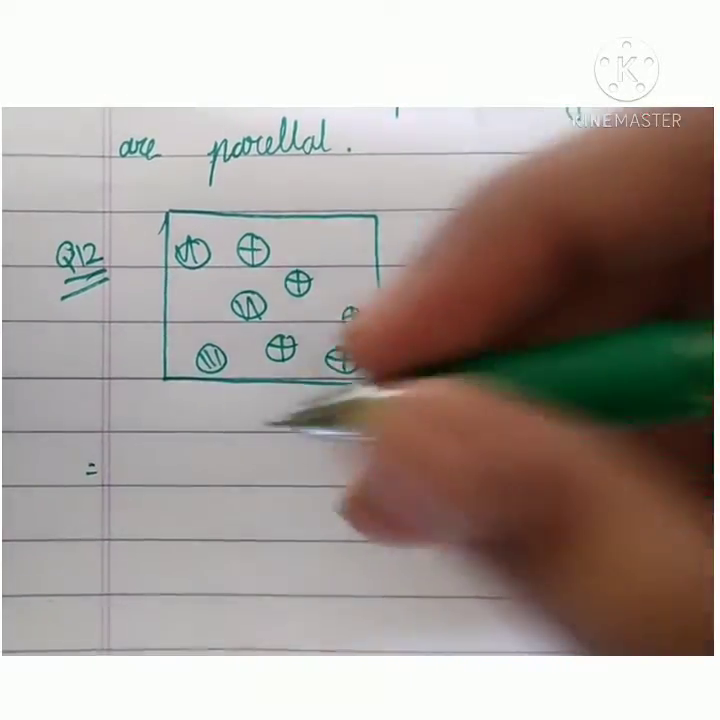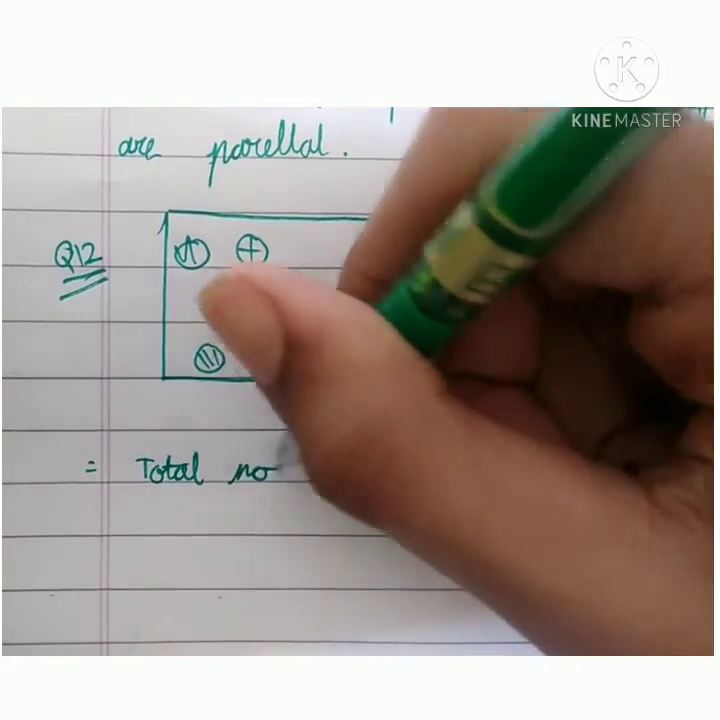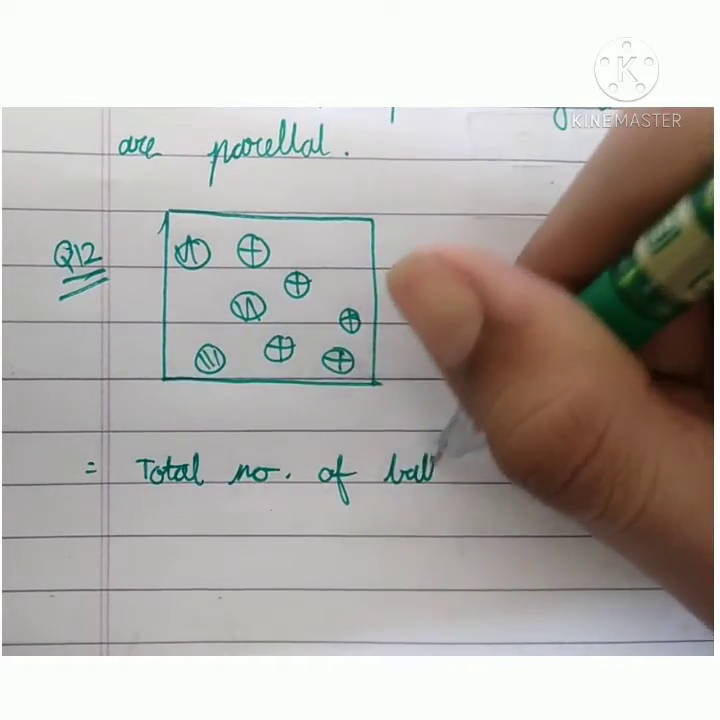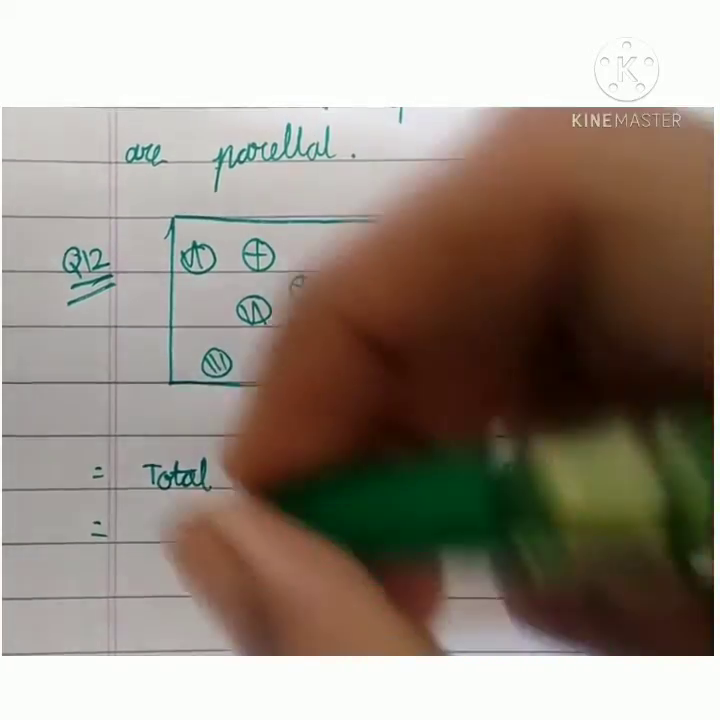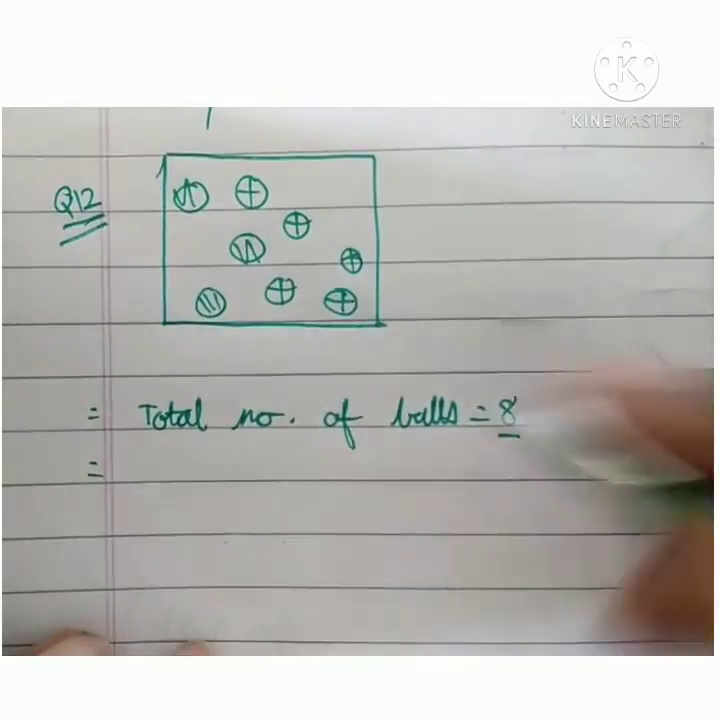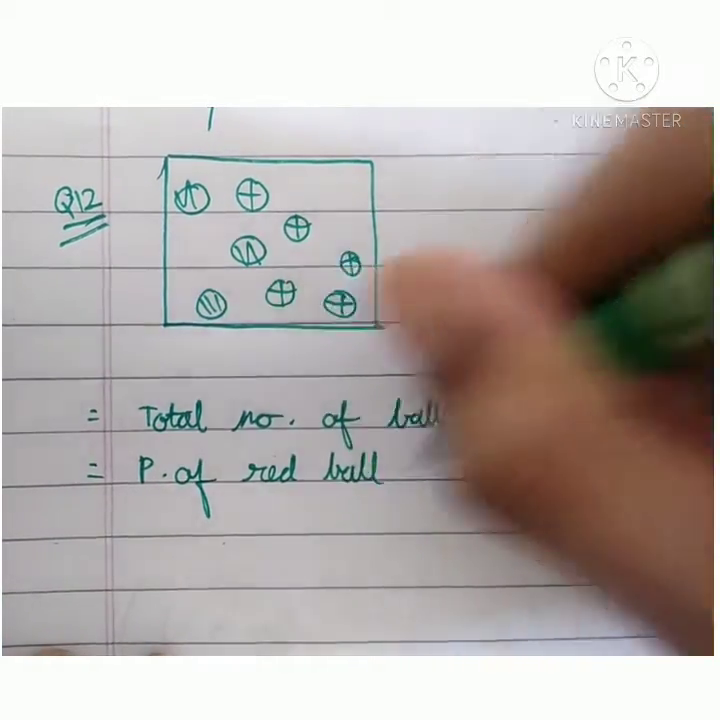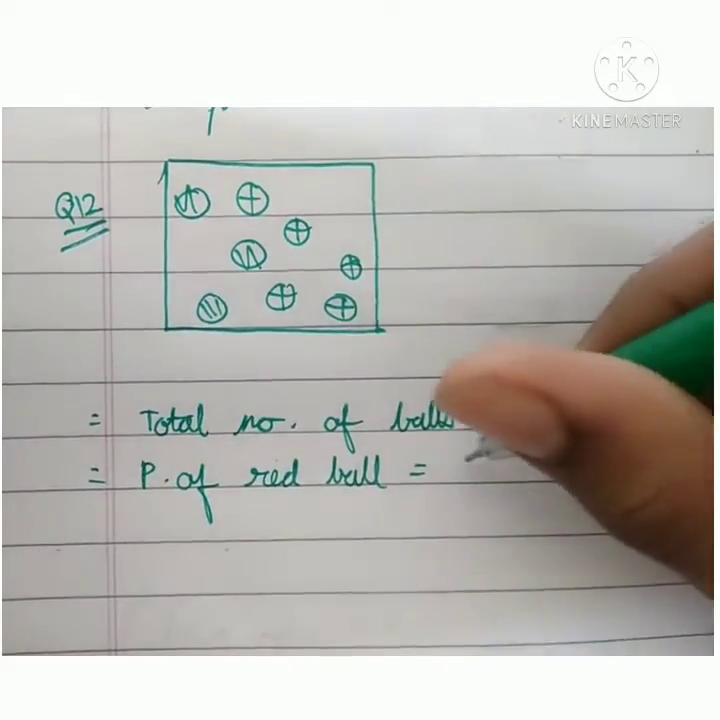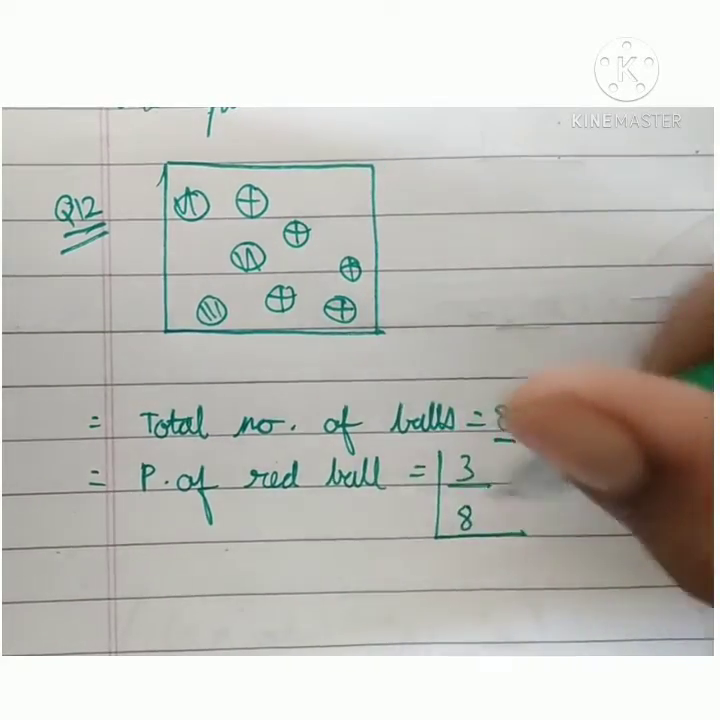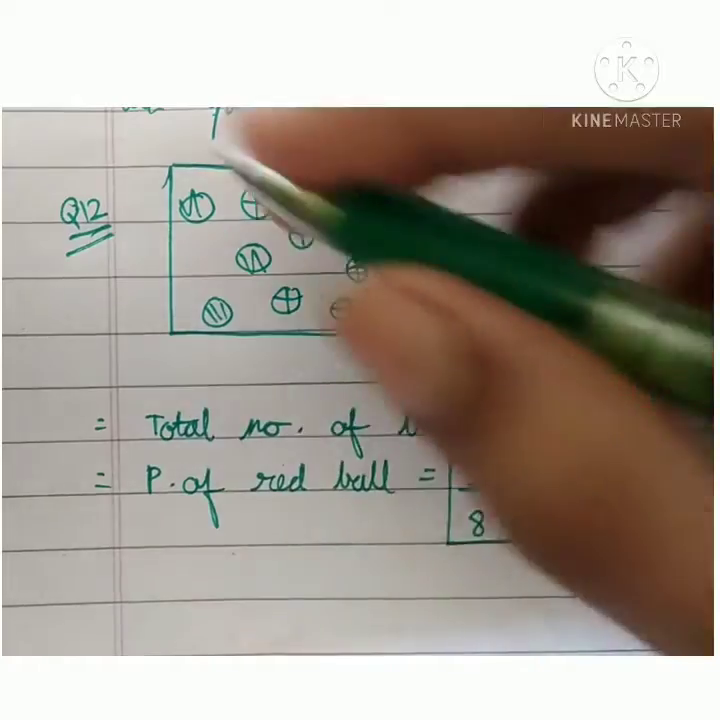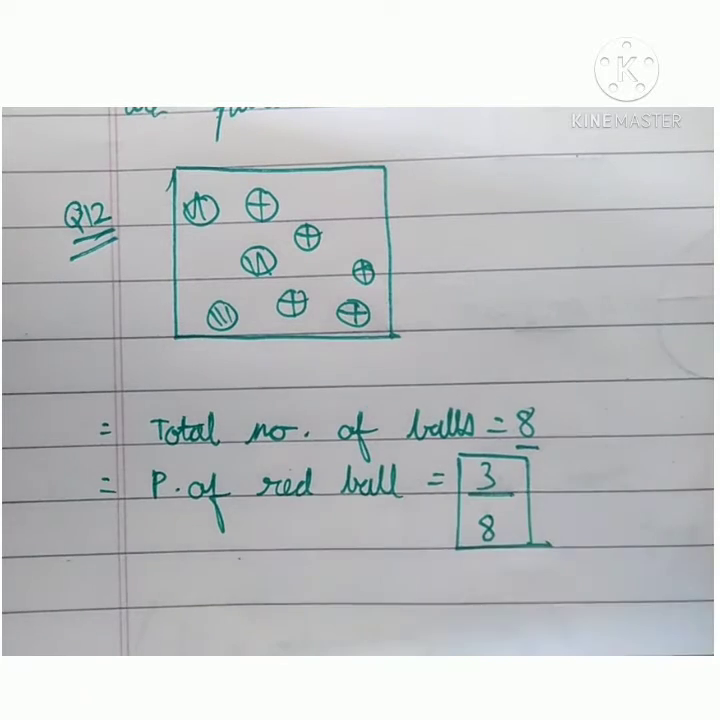So you have to first write the number of red balls. Okay, first let's write the total number of balls. What is it? 3 plus 5 is 8. Now the number of red balls is what? 3. The number of black balls is 5. So probability of red ball is equal to what? See, the number of red balls is 3, so write 3 by the total number of balls. Okay, so this is your probability: the number of favourable balls in the box by the total number of balls. Okay, this is a very basic question.